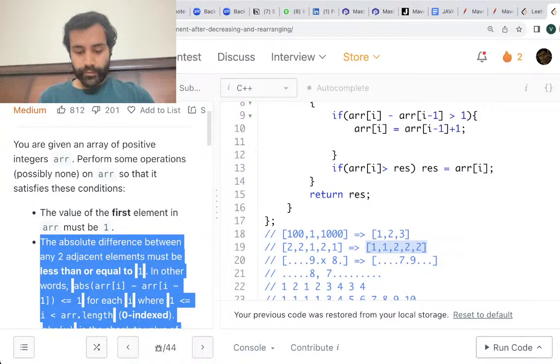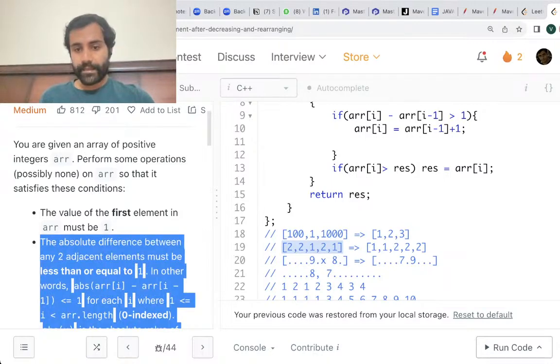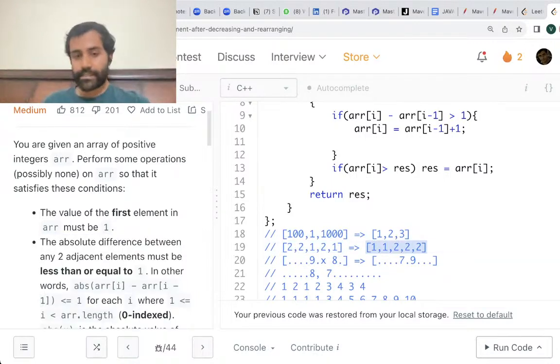Can we count the number of unique elements in the array? What's the logic behind that? That's the important thing. But yeah, I'm asking this question again. Does this point make sense that if an array holds this property, then its ascending permutation will also hold this property? Yeah?